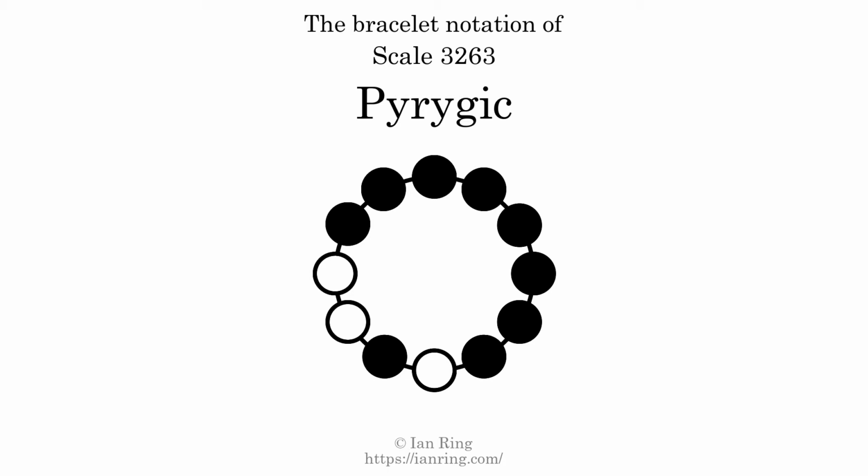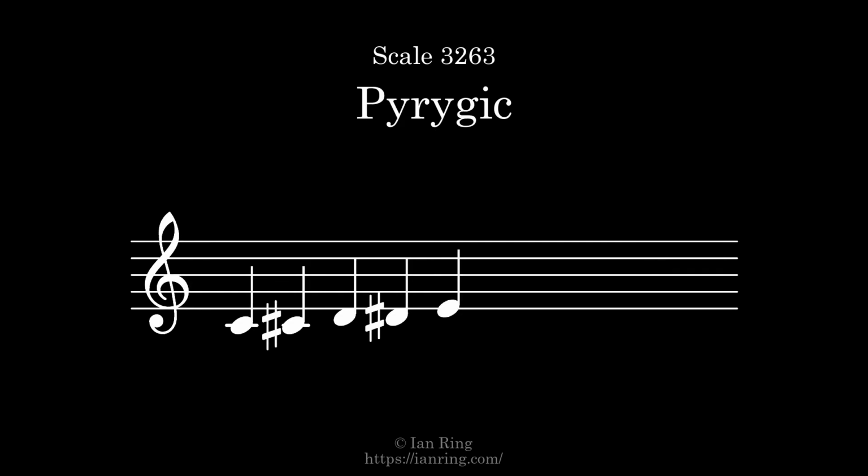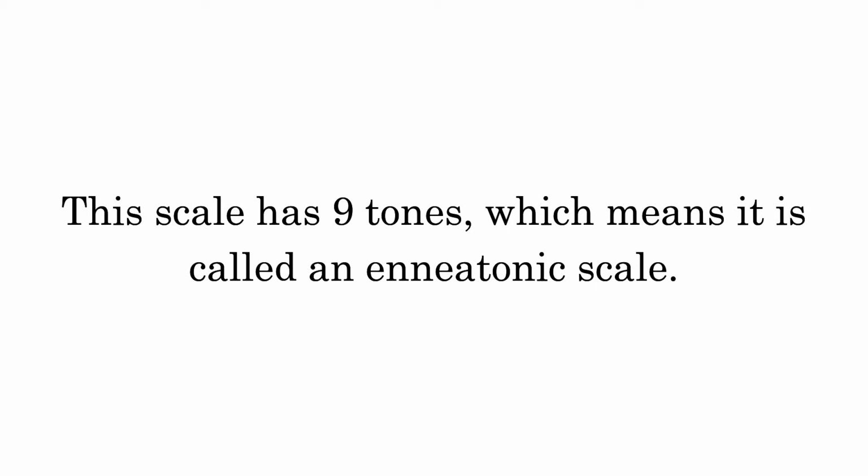3263, Phrygian, which sounds like this. This scale has 9 tones, which means it is called an enneatonic scale.